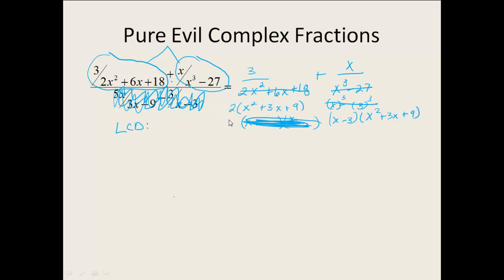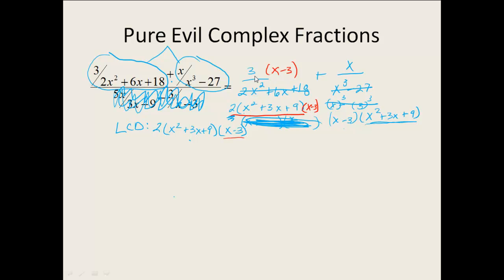Now my least common denominator, I need to have a 2. So I'm going to have a 2. I need to have this x squared plus 3x plus 9. Look at my second group. I need to have an x minus 3. But the good thing is I already have this expression over in my least common denominator, so I don't need to have it again. Now I need to go back to my problem and ask myself, what is this denominator missing from my least common denominator?